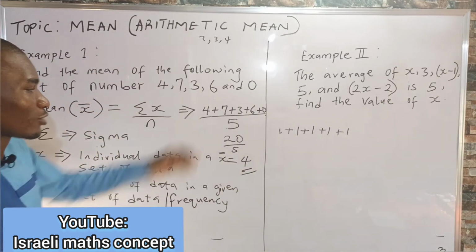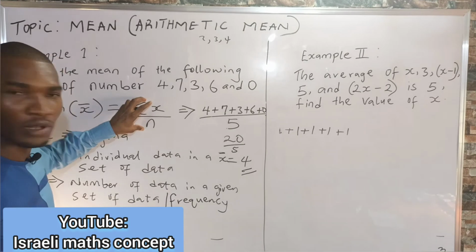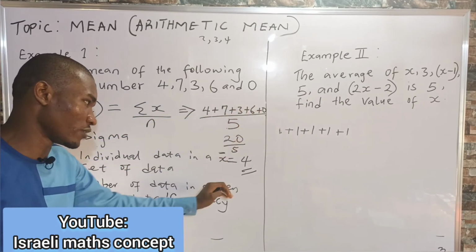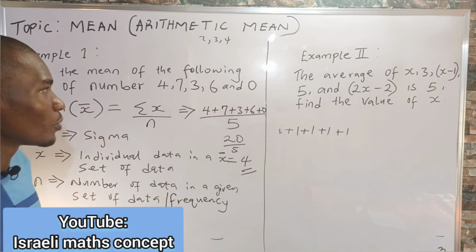This is basically how to calculate your arithmetic mean. First things first, state your formula, after which you substitute the various variables you are given, compute, and get to your answer, full stop.